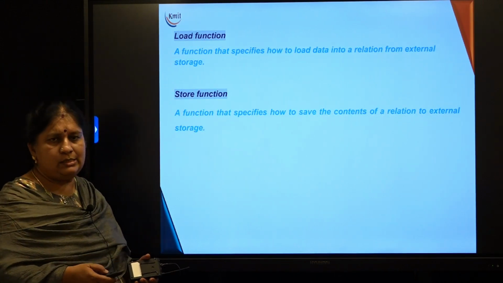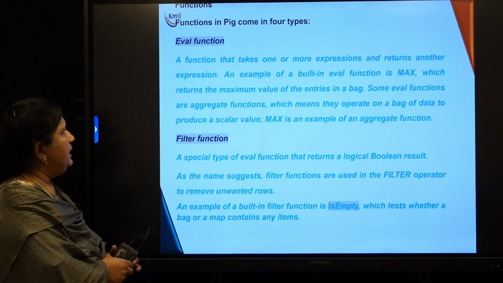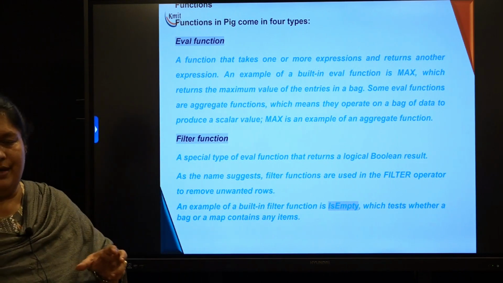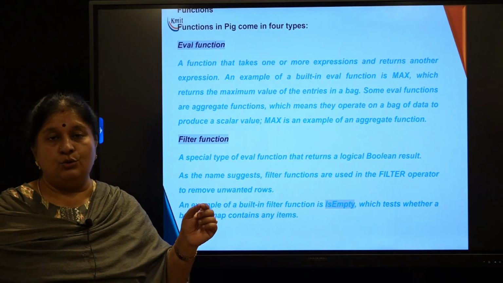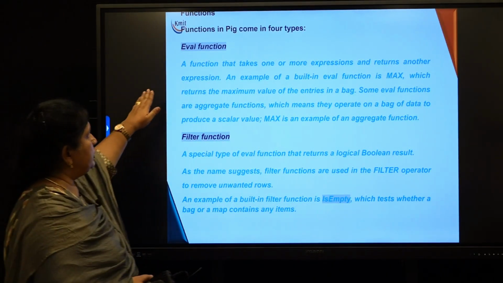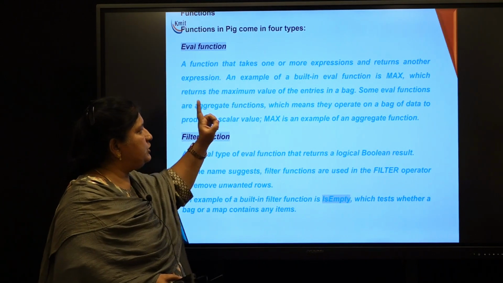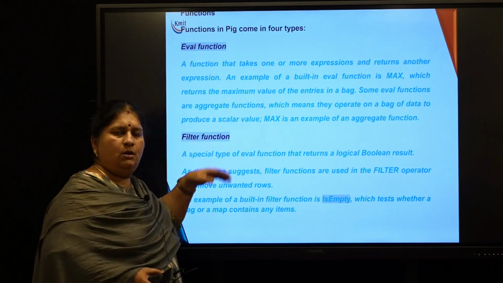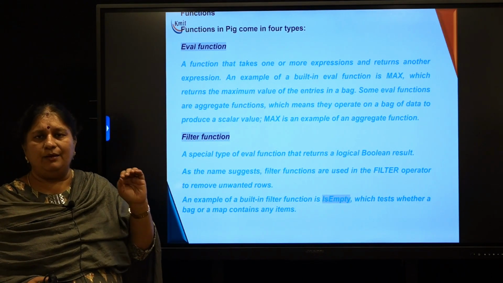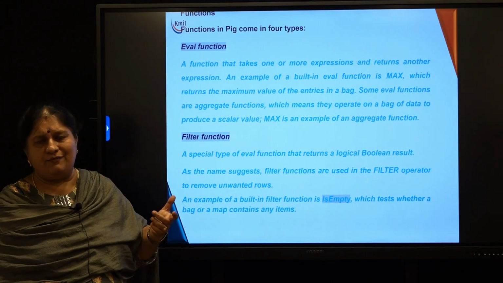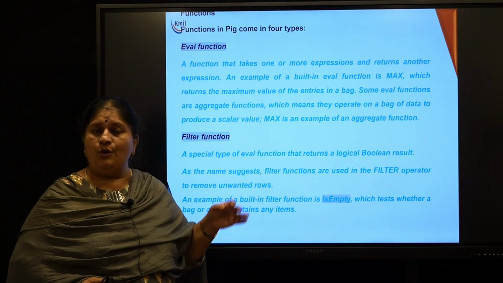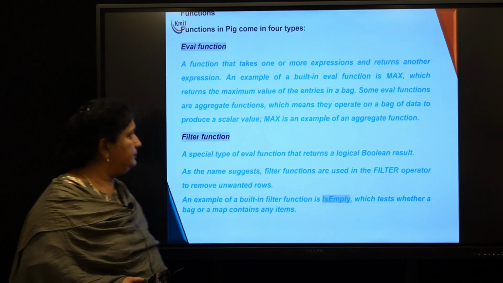There are 4 categories. Let us quickly look at all these. Eval function is like evaluating an expression. Whatever expression you are giving, whatever aggregate functions we are using, those will come under the eval, evaluation category. So, these functions take one or more expressions and return another expression. All such things which take one or more expressions, evaluate something and give you a value, they call it eval functions. The aggregate functions, for example, max, min, sum, average, all those things come into this category.